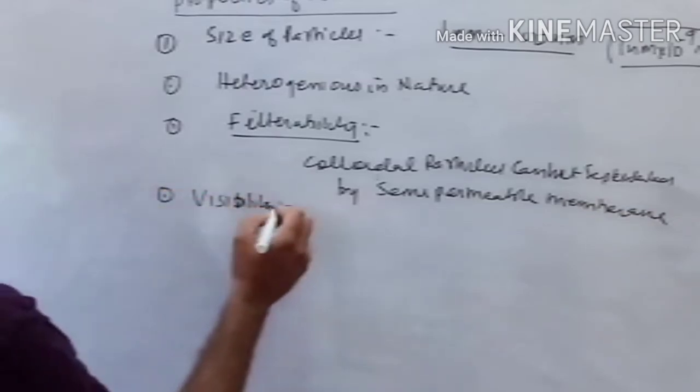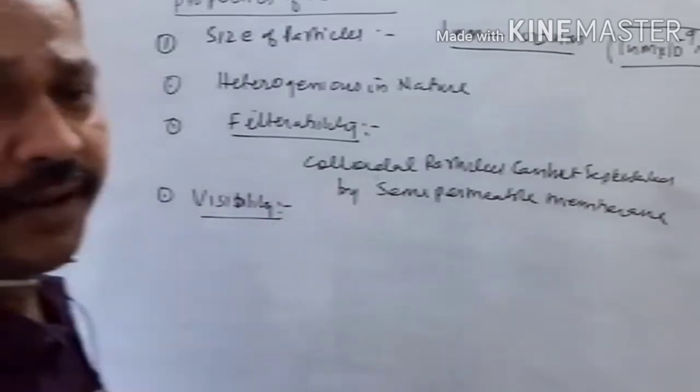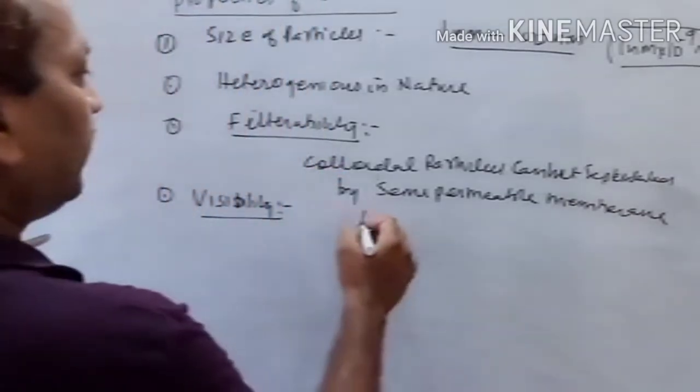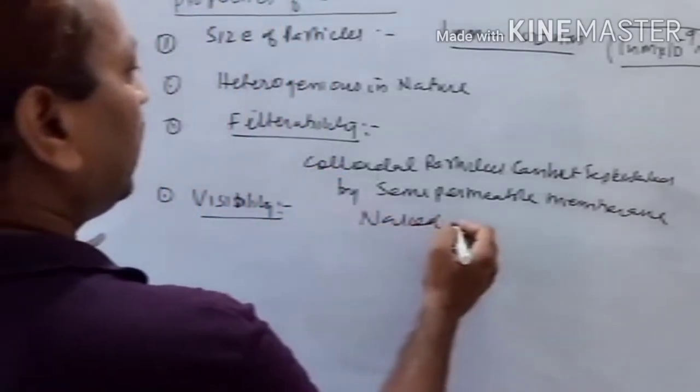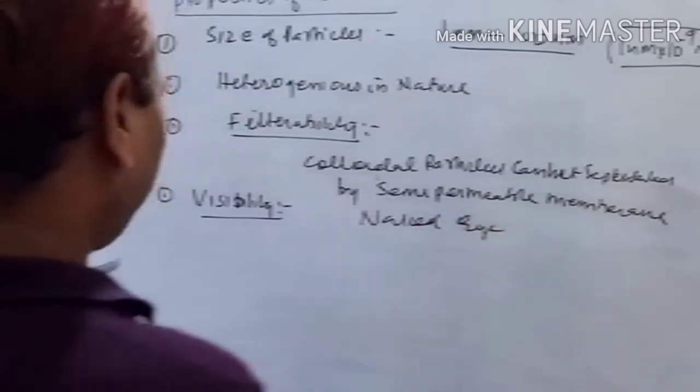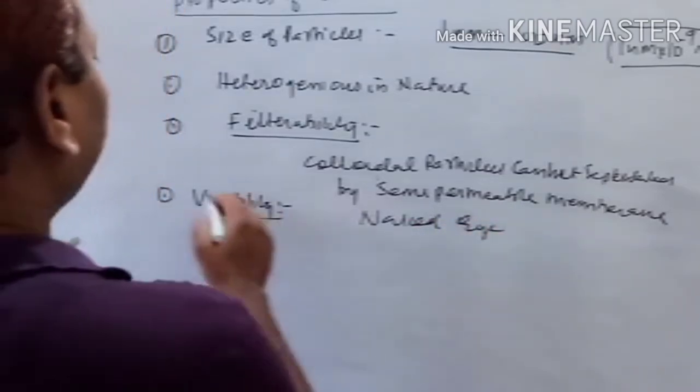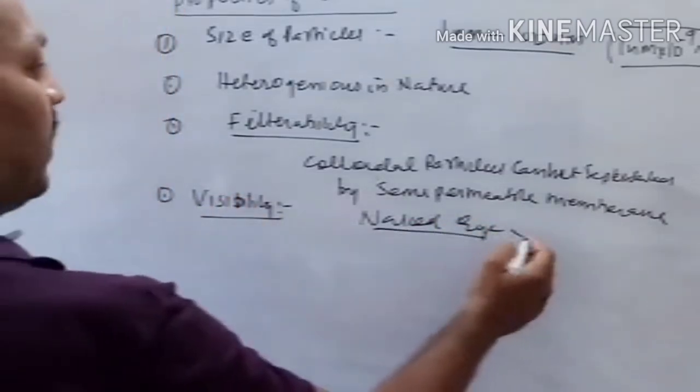Next property is very important, visibility of colloidal particles. Children, we cannot see colloidal particles with our naked eyes. To see them we need an ultra microscope. So in the visibility part, we cannot see them with our naked eyes.